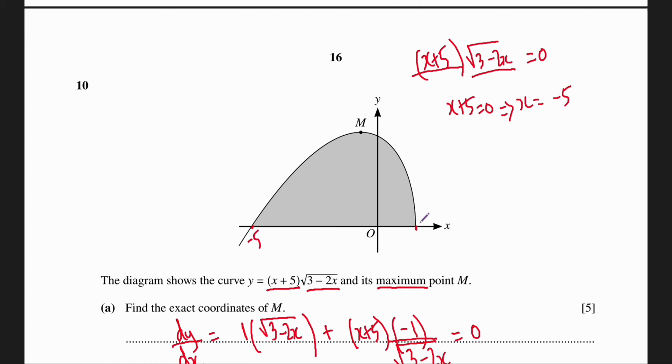And then for this point, hopefully it's positive. So we have square root 3 minus 2x is equal to 0. So we have 3 minus 2x is equal to 0 squared, which is still 0. And then x is equal to 3 over 2, which is positive.